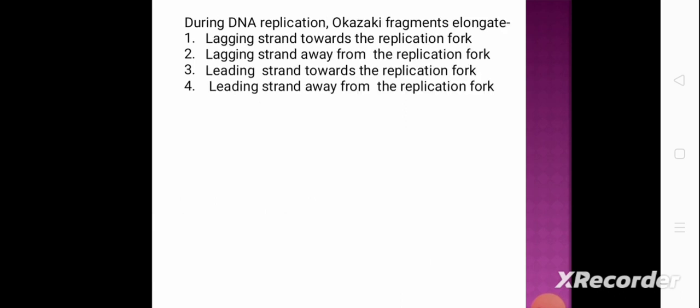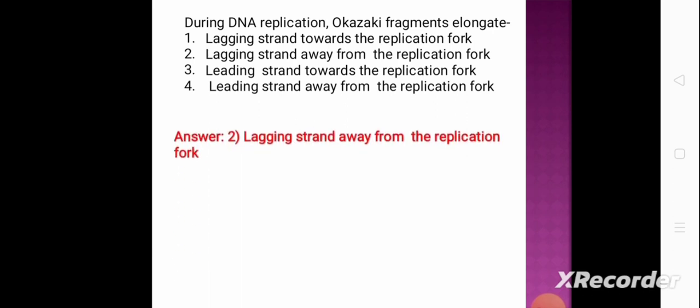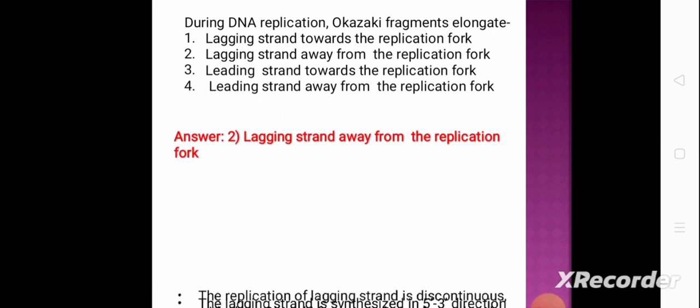Next question. During DNA replication, Okazaki fragments elongate Option 1 lagging strand toward the replication fork, Option 2 lagging strand away from the replication fork, Option 3 leading strand towards the replication fork, Option 4 leading strand away from the replication fork. And the correct answer is Option 2, that is lagging strand away from the replication fork.